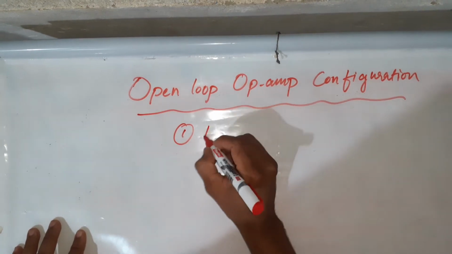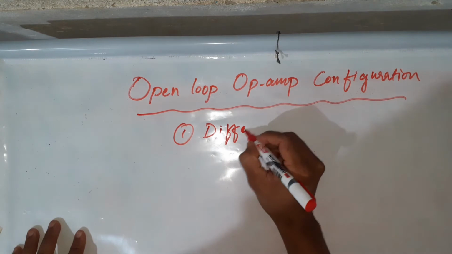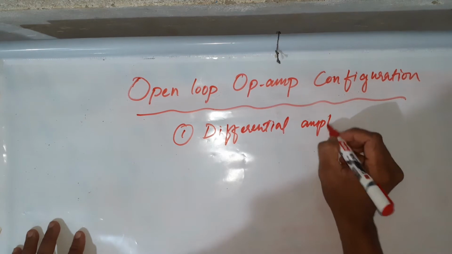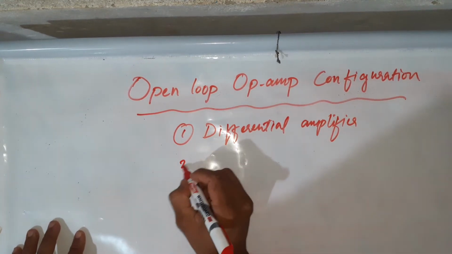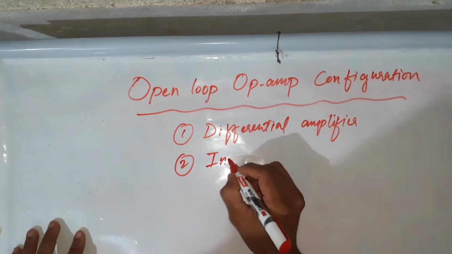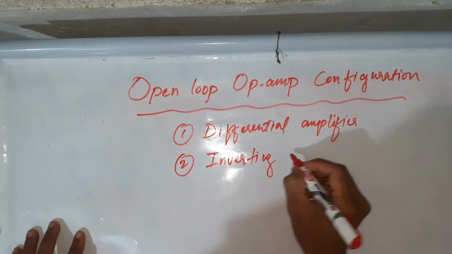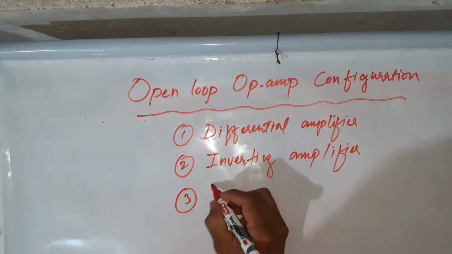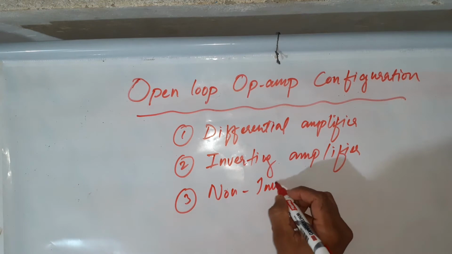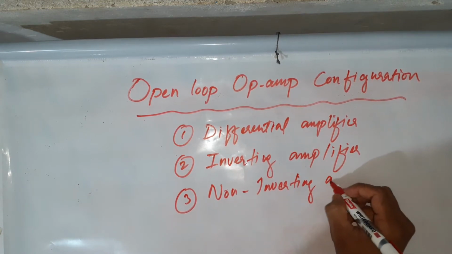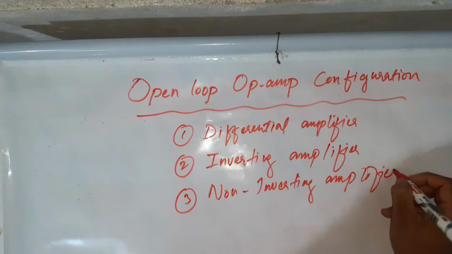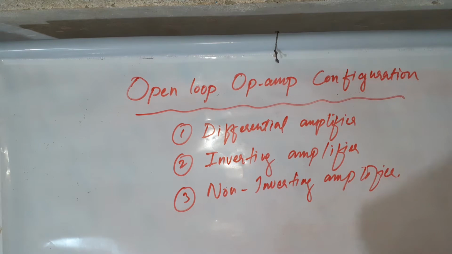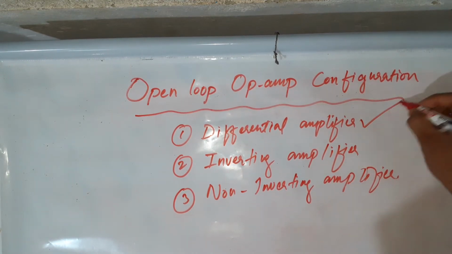three configurations. That is, first one is differential amplifier, second one inverting, and third one non-inverting amplifier. Okay, these three you have to learn. Fine, that is under open loop configuration. So let us see the first one, differential amplifier.